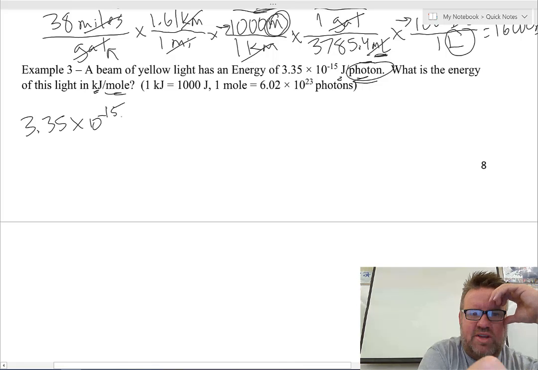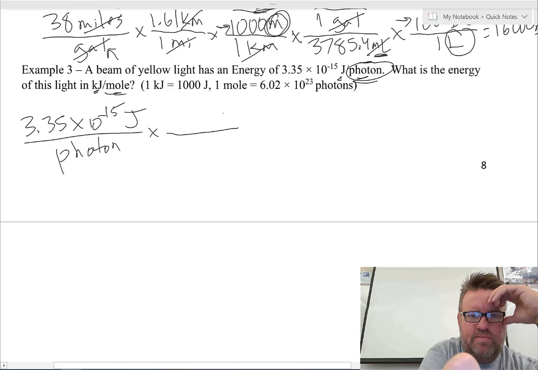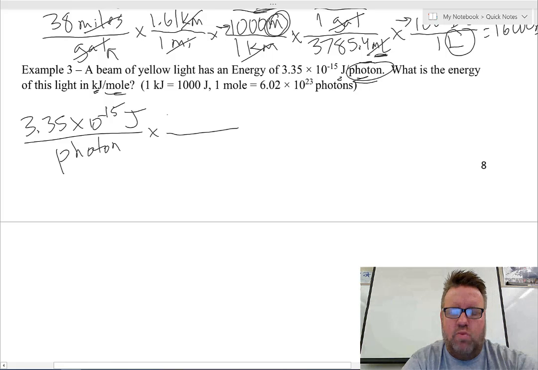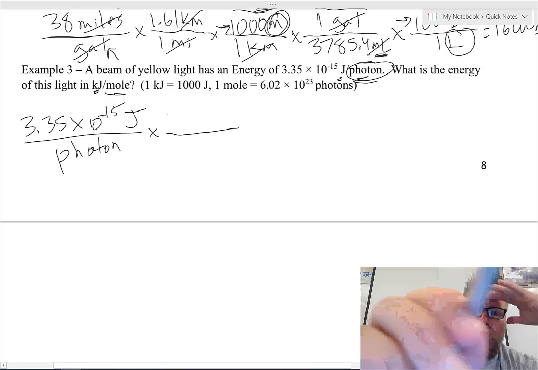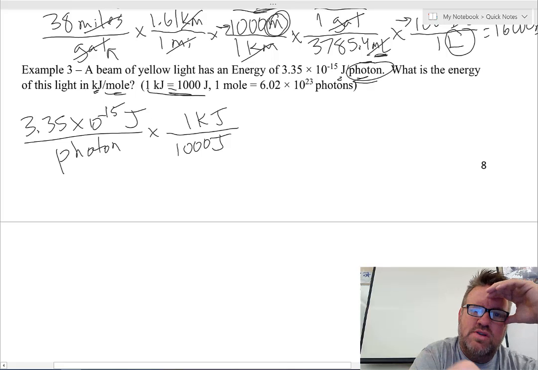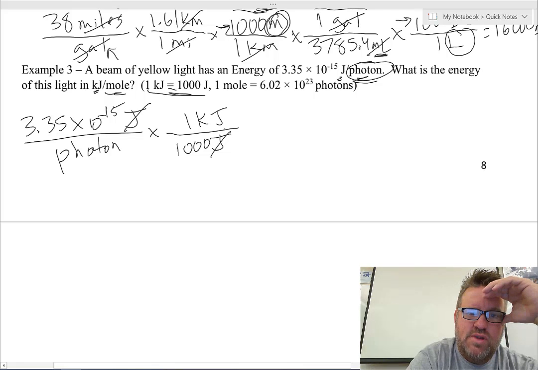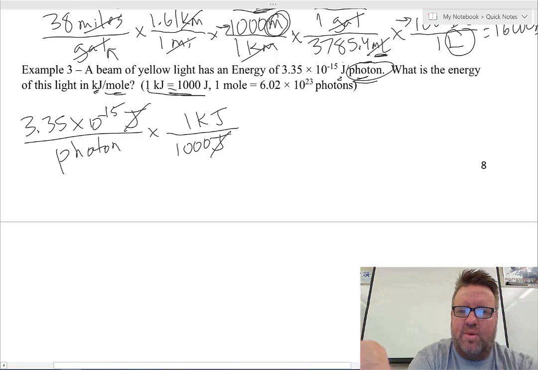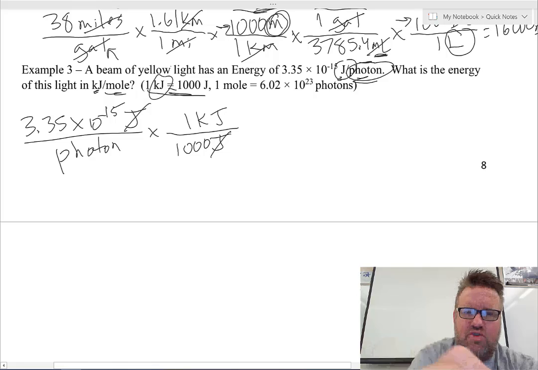3.35 times 10 to the minus 15th joules on the top over photon. And then, just like always, what do we have to do? We have to cancel joules. So here's my conversion: 1,000 joules, 1 kilojoule. And joules cancel. Okay, and now we have kilojoules. That's it. All we had to do to convert joules to kilojoules was one step.